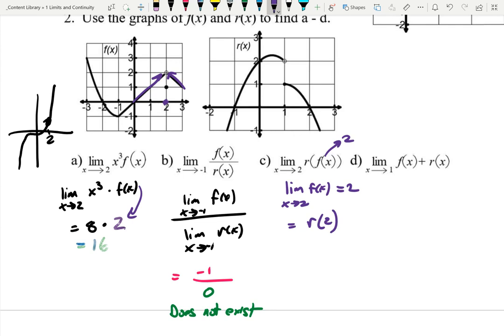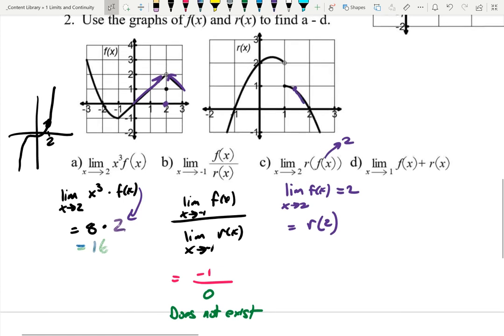And then what is r of 2? Well, here's 2 on the function r. If I go to the left on the graph and head towards 2, I'm approaching 0. If I go to the right, head towards 2, I'm approaching 0. So I appear to be approaching 0. Trying to make that into a nice box. And it won't go. Close enough.